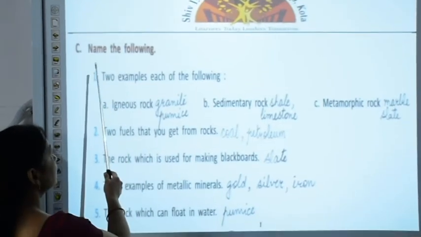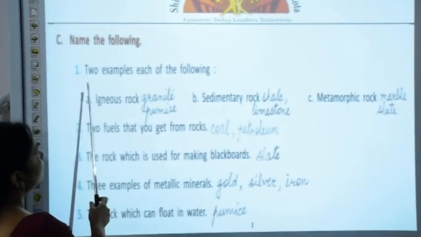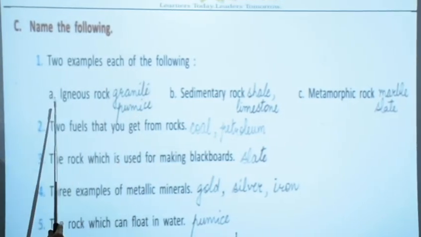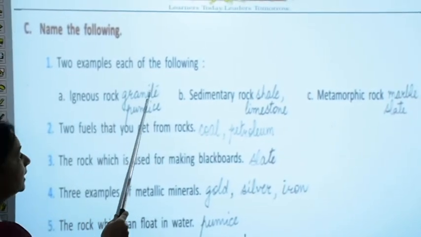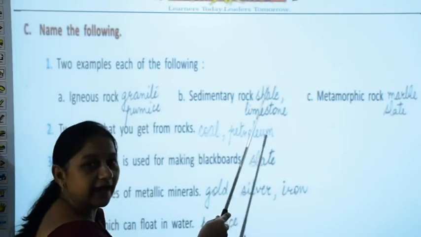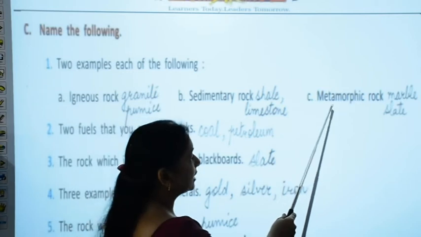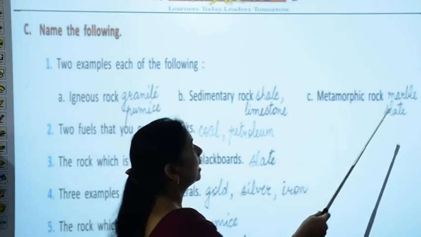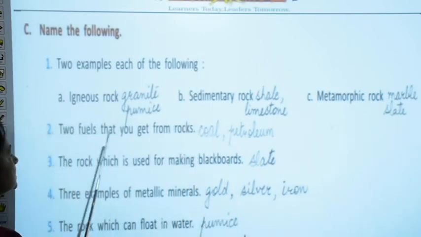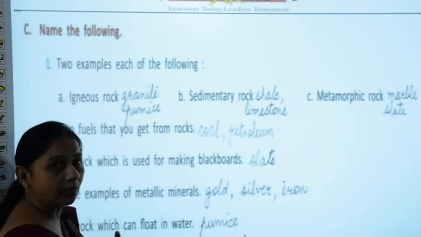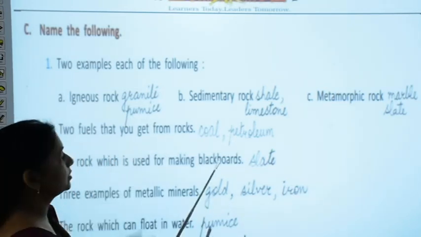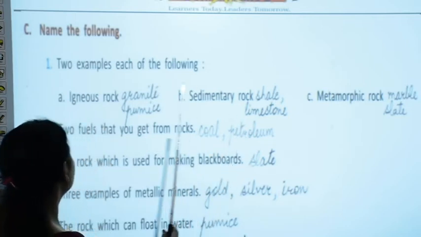Next exercise is name the following. The first one, we have to give two examples in each of the following. Two examples of igneous rocks are granite and pumice. Two examples of sedimentary rocks are shale and limestone. The metamorphic rocks, two examples are marble and slate. Two fuels that you get from rocks, coal and petroleum, are the two fuels which we get from rocks. So you need to write coal and petroleum against it.